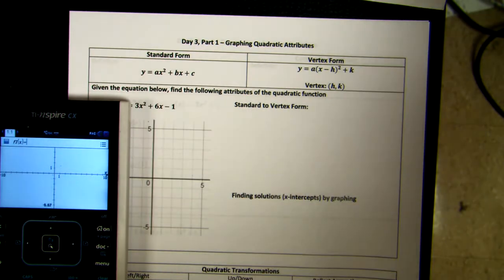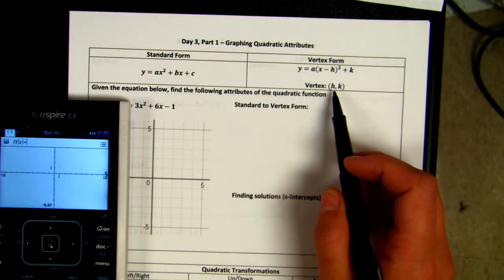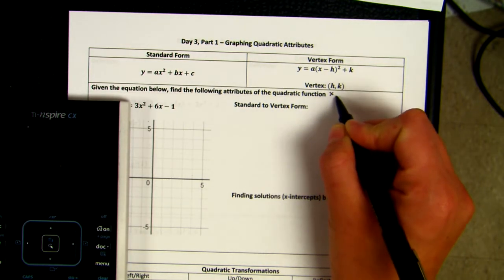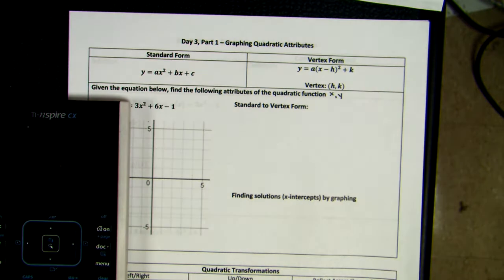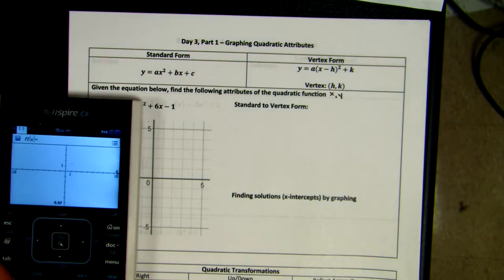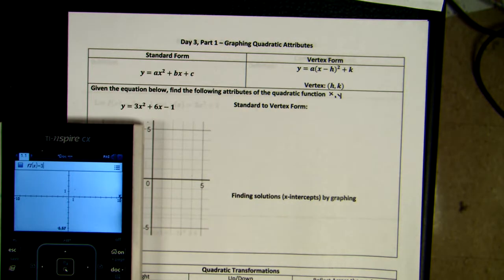Standard to vertex form, just like it says, vertex form, we need to identify the vertex. Our vertex is at the point (h, k), where h represents the x value of the vertex, k represents the y value of the vertex. So what I always do first is I graph the function. If you're in your calculator, go to New Graphs, and then type in the equation exactly as you see it. I've got 3x squared plus 6x minus 1. Press enter, and then the function should appear on your screen.